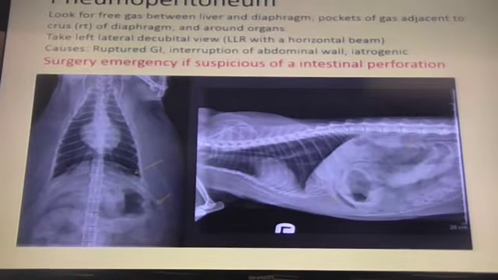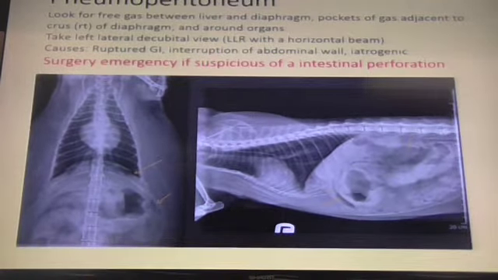Pneumoperitoneum, air in the abdomen. Anytime you see air in the abdomen, surgery you go. You don't even have to determine where the air is coming from. Just go in because it is a surgical emergency. The gas is coming from the GI tract. There's a rupture in the GI tract.